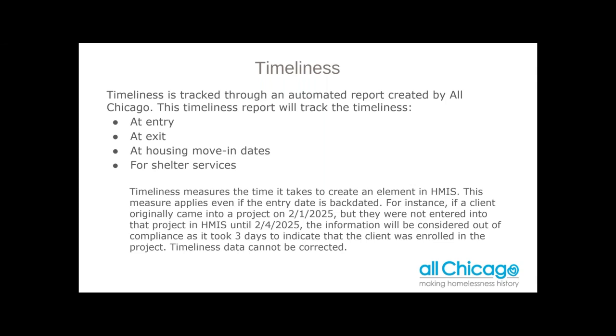So you know how when you're creating an enrollment, you can choose any date. Even if you choose to backdate the date, that's not going to fix the timeliness. The report is looking at the actual time that the data was entered into the system. So for instance, if a client originally came into your project on 2/1/2025, but they were not entered into HMIS until 2/4/2025, the information would be considered out of compliance as it took 3 days to indicate that the client was enrolled in the project.